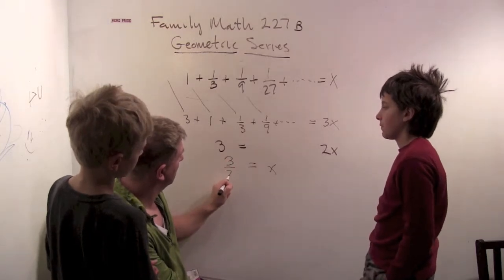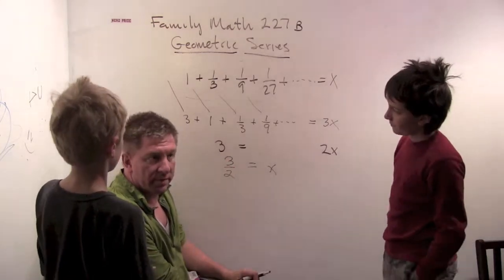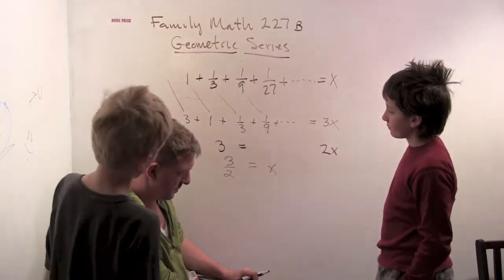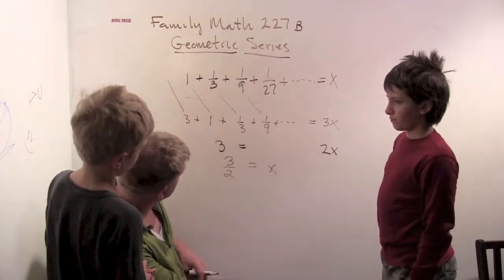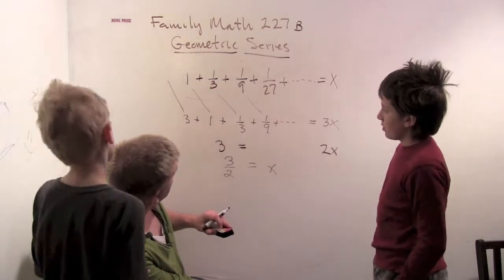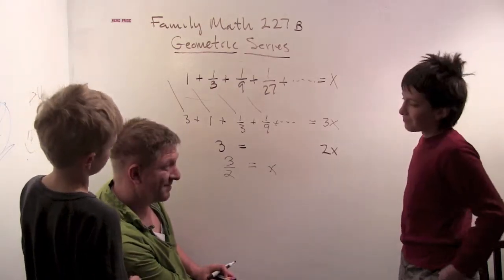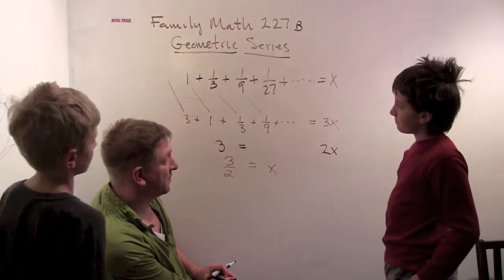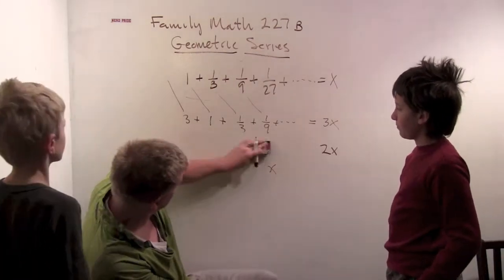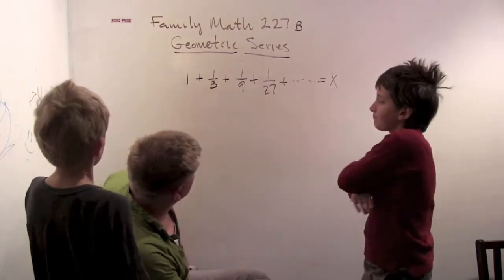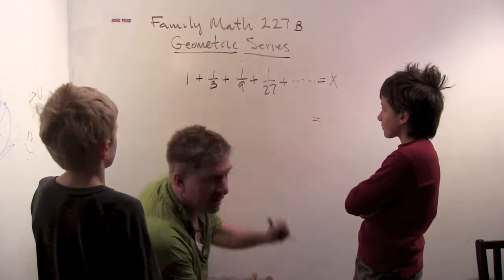3 halves, or 1.5. Okay. That's the first guess I made. Yeah. So that's interesting. Let's see if we multiply by something else. Let's multiply by 1/3 and just see what happens. So this time, when I multiply x by 1/3, what do I get?